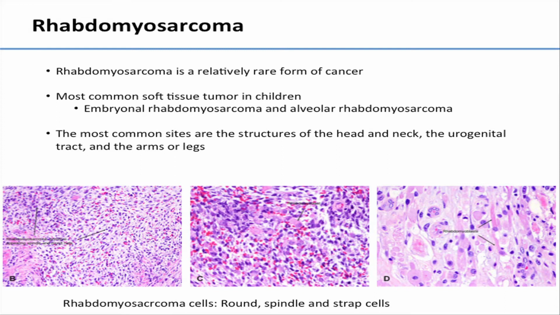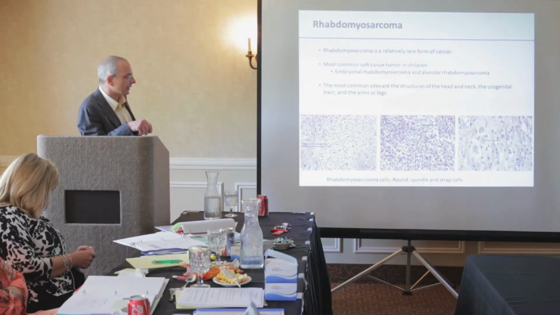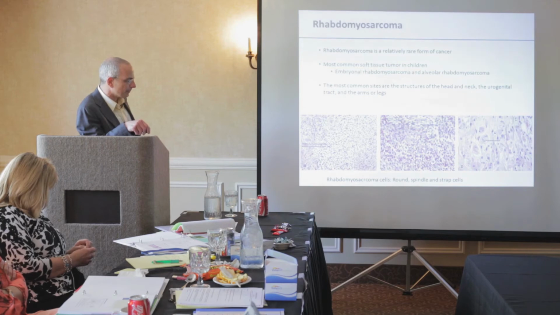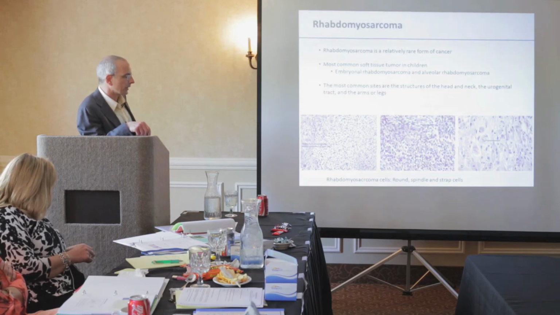And so, as you can see, there's the embryonal form and the alveolar, which is the lung, and head, neck, and urogenital tract, as well as arms and legs are some of it. And of course, these cells tend to be round, spindly, and strap-shaped, so you can see some of that going on. Again, pathologists will look at that and go, oh yeah, I recognize that one. But take a little moment to sort of recognize what some of these things look like in these histology.